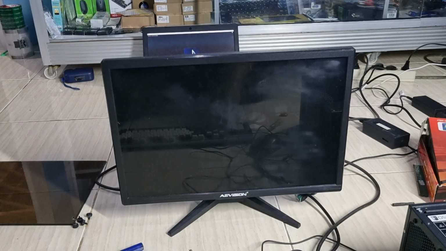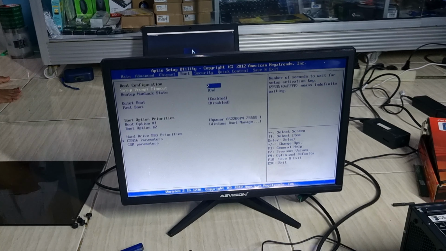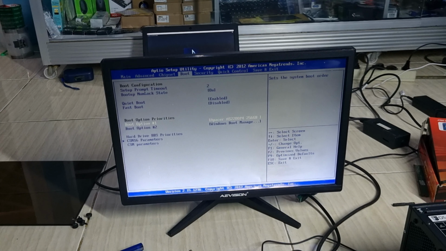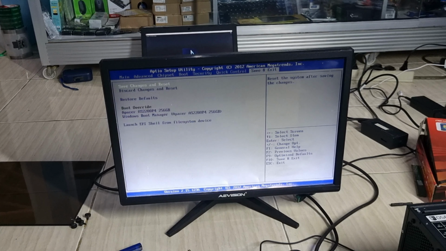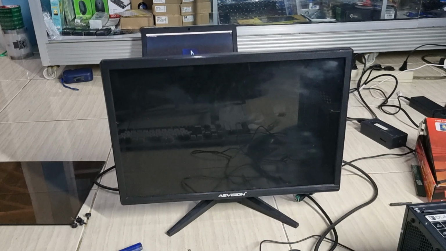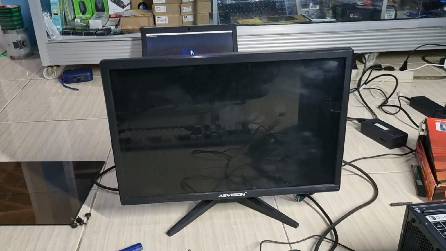All we have to do is configure the BIOS setting and make the SSD portable. Congratulations, we have fixed the no display computer.